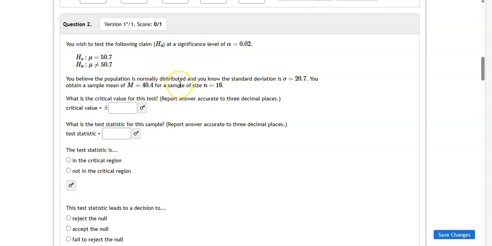So we believe this population is normally distributed. We know our population standard deviation, it's 20.7. We have a sample mean of 40.4, and we have a small sample size of 16. We want to know the critical value.